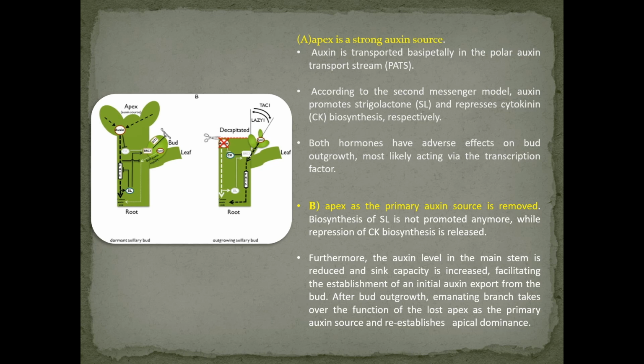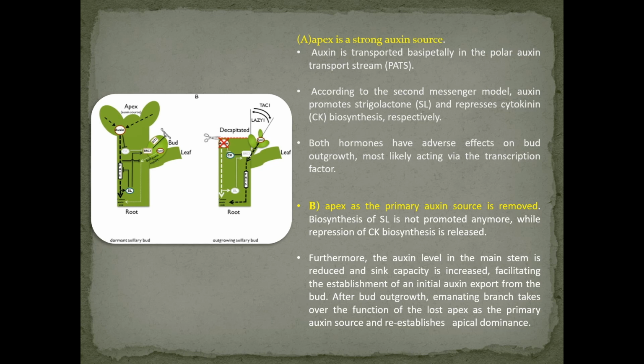The effect starts from a strong auxin source. Auxin is transported basipetally, the polar auxin transport stream. According to the second messenger model, auxin promotes strigolactone and represses cytokinin biosynthesis respectively. Both hormones have adverse effects on bud growth, mostly acting via transcription factors.